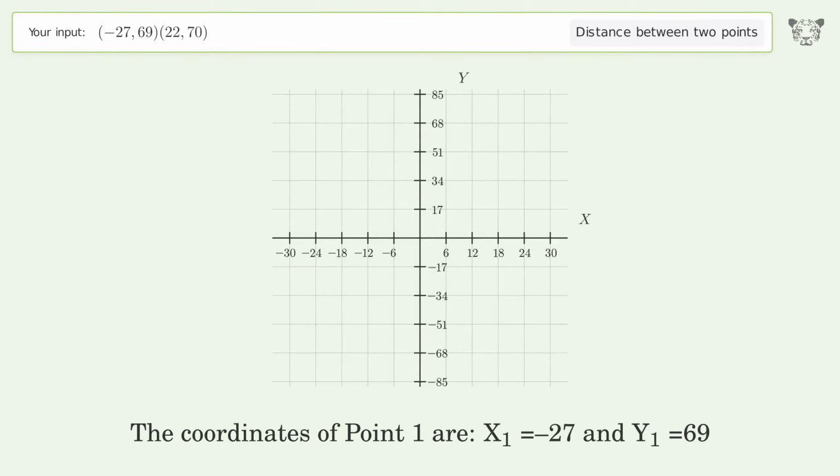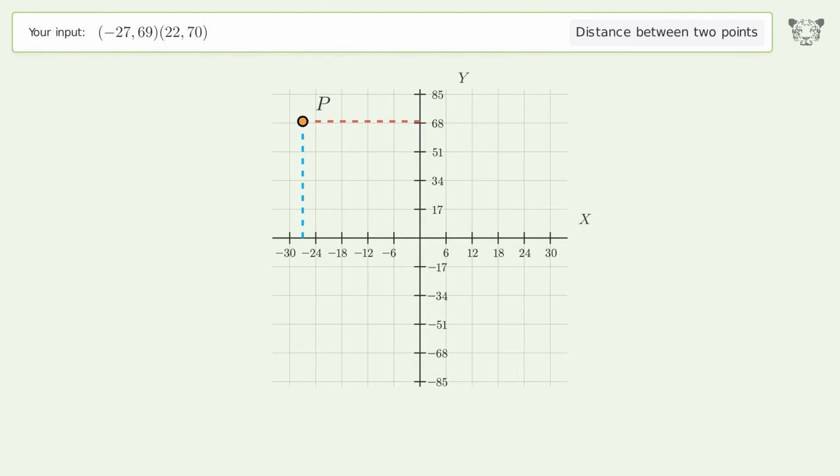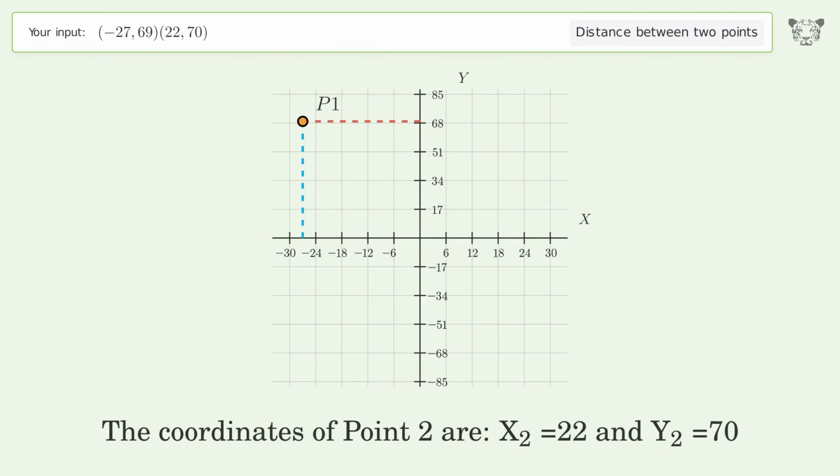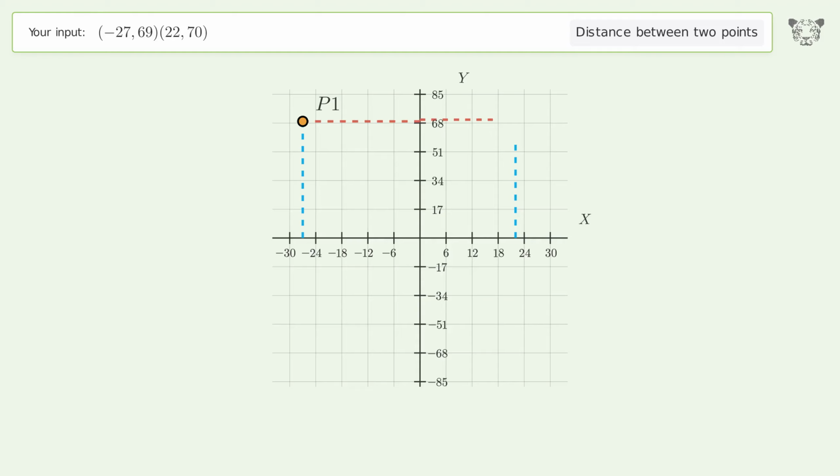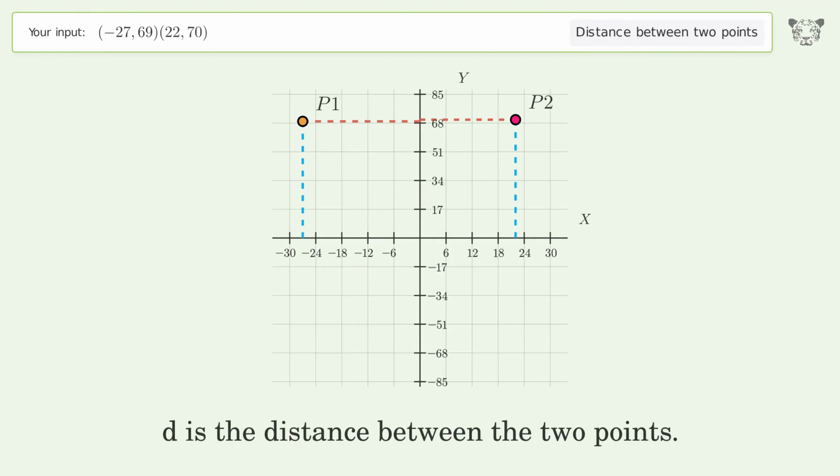The coordinates of point 1 are x1 equals -27 and y1 equals 69. The coordinates of point 2 are x2 equals 22 and y2 equals 70. D is the distance between the 2 points.